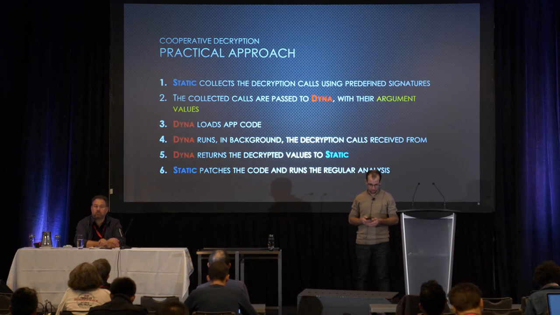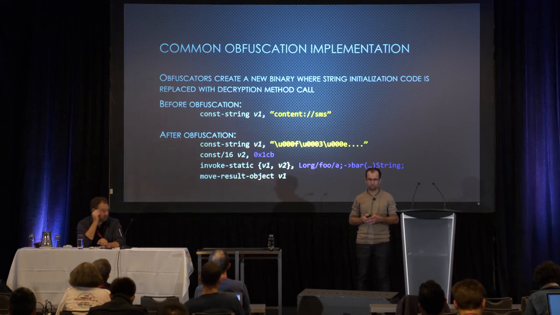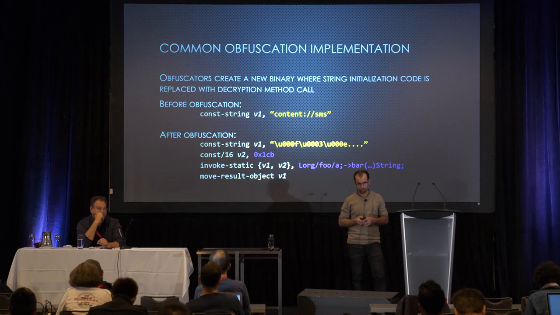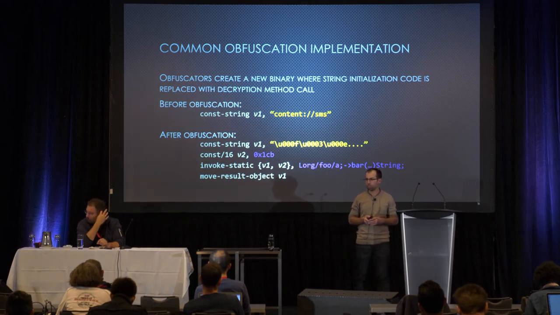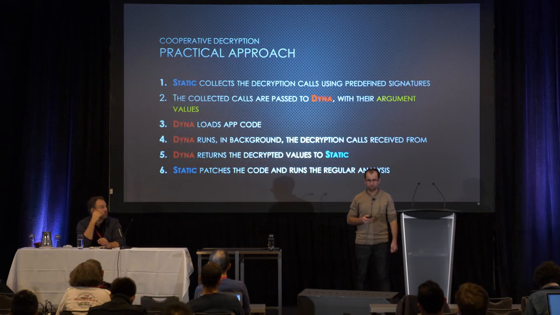We will not only find all calls to the decryption function, in this case the function here, bar. We'll also have to perform a backtrack search looking for the values of the arguments passed to the decryption function. In this case it's a constant string and a constant number. So that's not hard to do in static analysis. It's basically the basic stuff that we do.